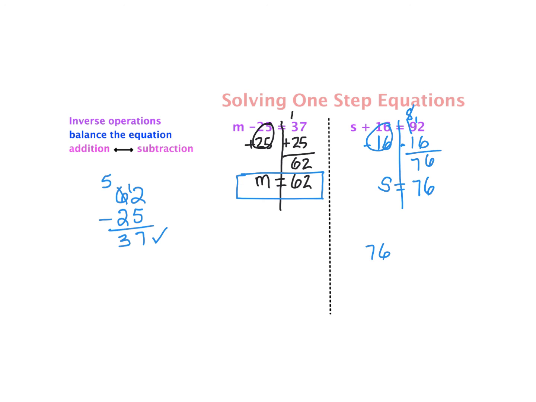76 plus 16. 6 plus 6 is 12. Carry the 1, write the 2. 1 plus 7 is 8. Plus 1 is 9. 76 plus 16 equals 92. So I know my answer is correct. I'm going to put a box around my answer.